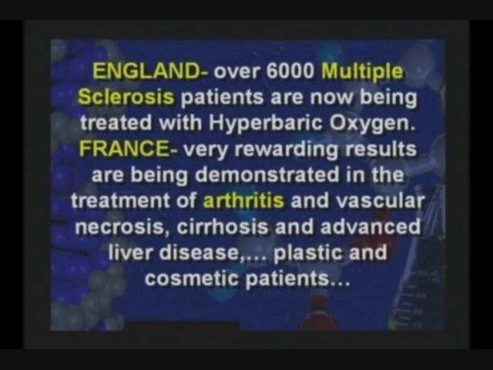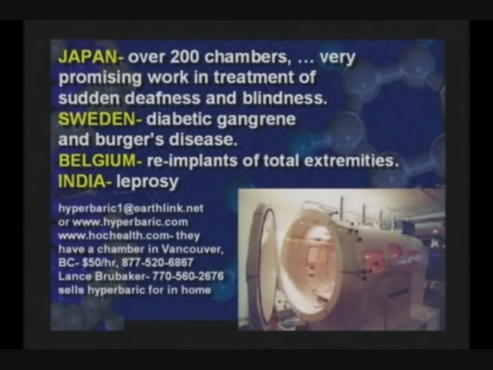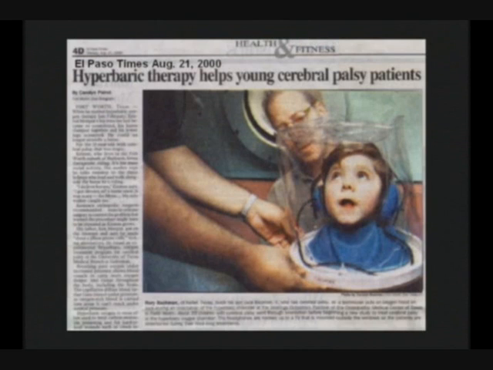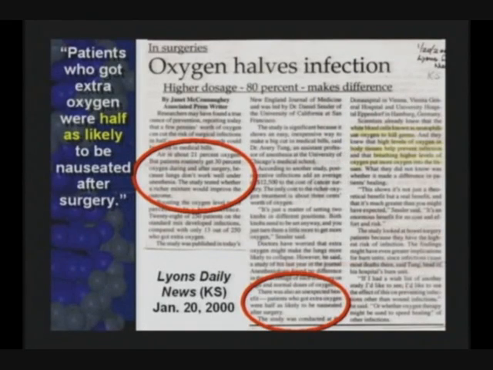In England, they're treating multiple sclerosis. They treat all kinds of diseases with hyperbaric chambers. In India, they're treating leprosy, getting incredible results. Here's a kid being treated for cerebral palsy with hyperbaric oxygen. Doctors have discovered if they add more oxygen during surgery when the person's under anesthetic, only half as many patients get infections and only half as many people get nauseated, just by giving the sleeping patient more oxygen.